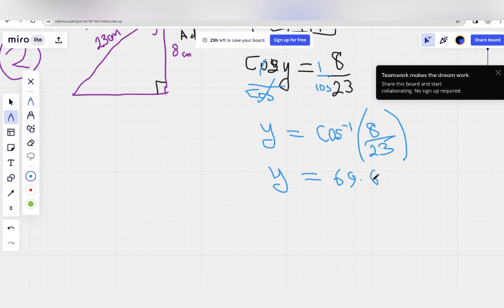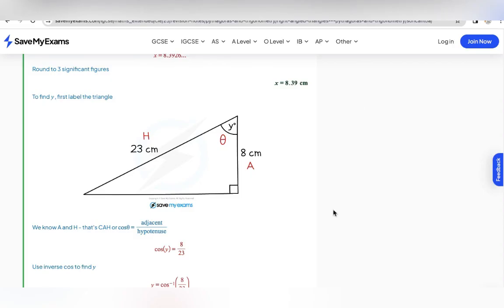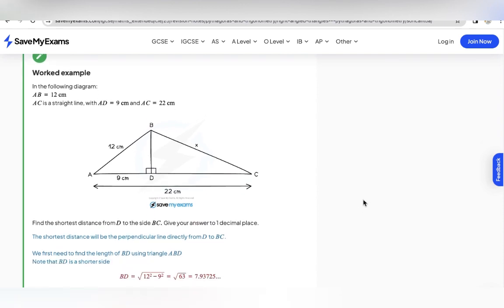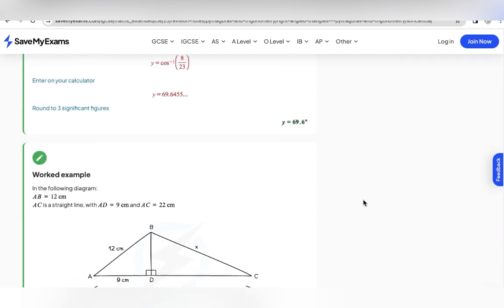To 1 decimal place. You put the degree, 69.6 degrees to 1 decimal place. Okay? So let's apply the same approach. Let's look at another example. Yeah, 69.6. So that's the value.